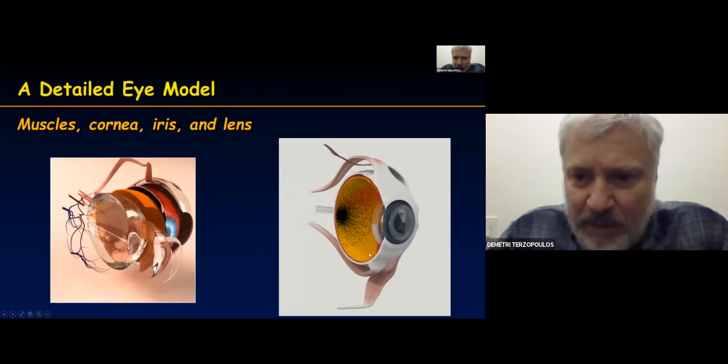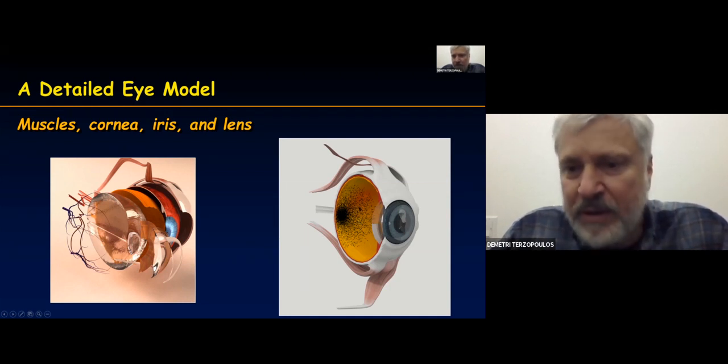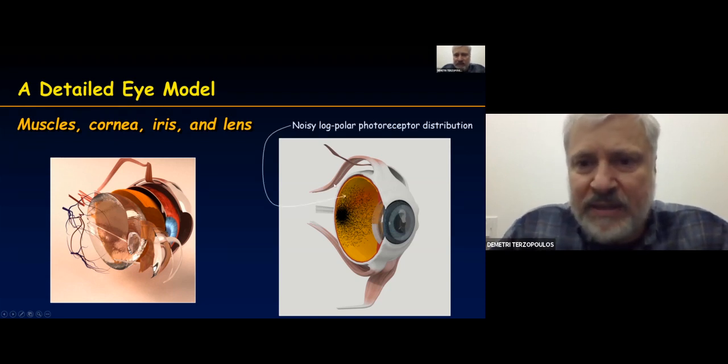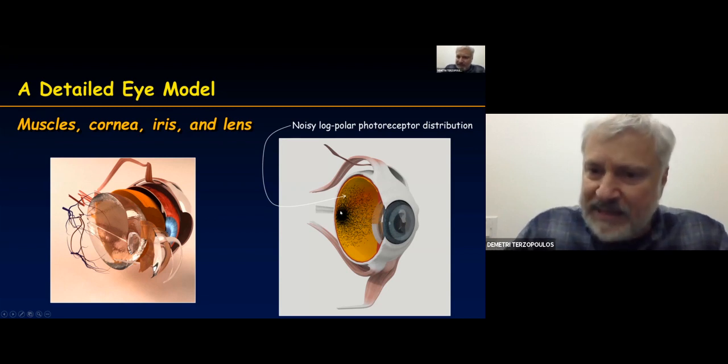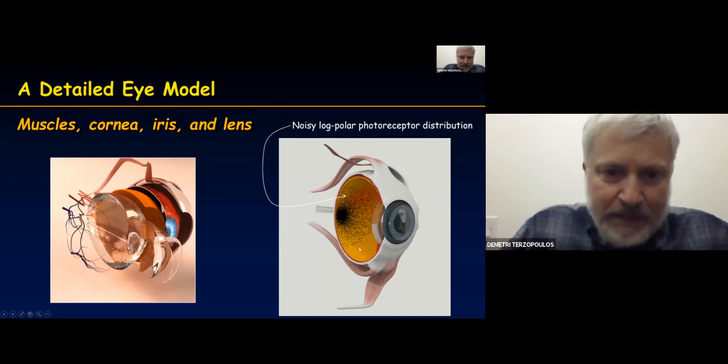But here's our model of the eye. We have the geometry of the eye over here, the different sub-organs of the eye, including the lens and so on, and the iris. And here's the retina in the back. Each point over here is a cone photoreceptor. And this distribution is what is known as a noisy log polar distribution. You can see high density photoreceptors at the fovea and lower density towards the periphery of the retina.